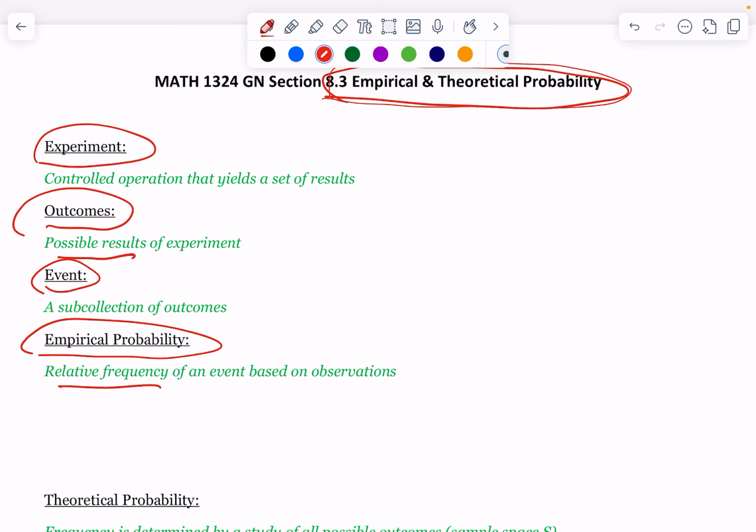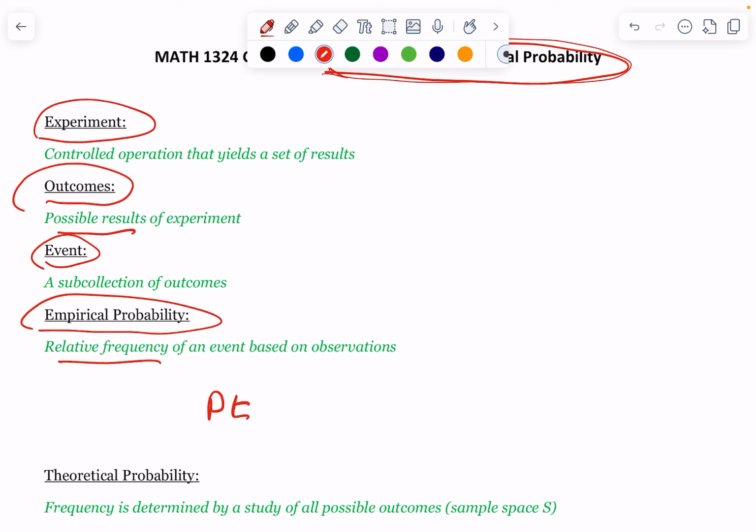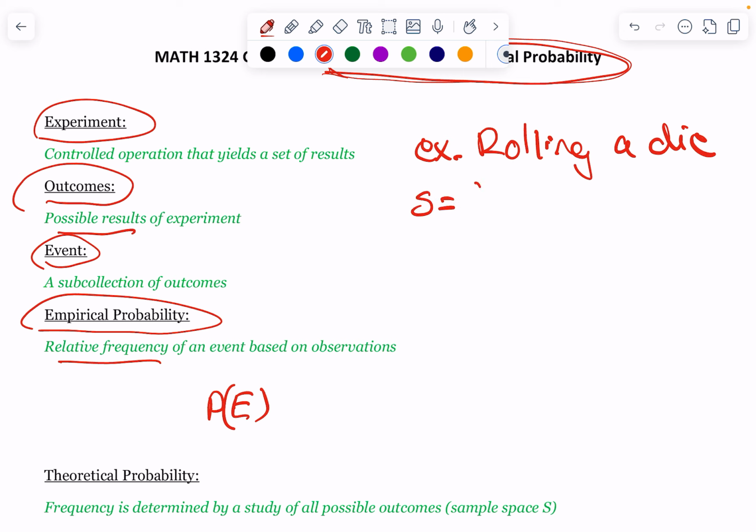So before we actually calculate this empirical probability, let's look at some of these. For example, if we talk about rolling a die, a fair, six-sided die, our sample space is going to be 1, 2, 3, 4, 5, and 6. Notice that we are talking about a set, so we write it inside the braces.